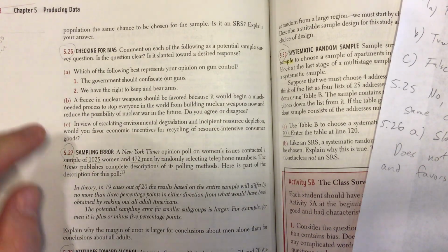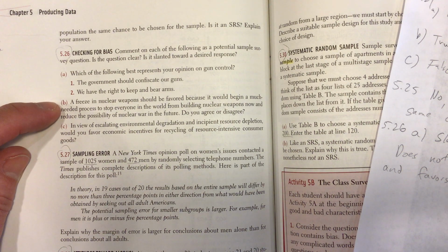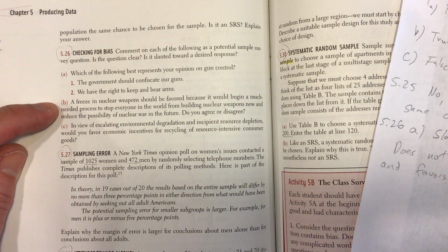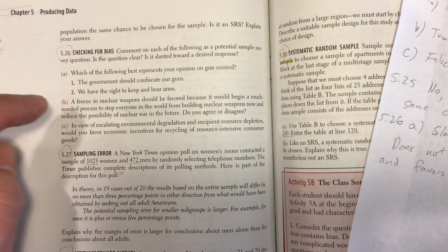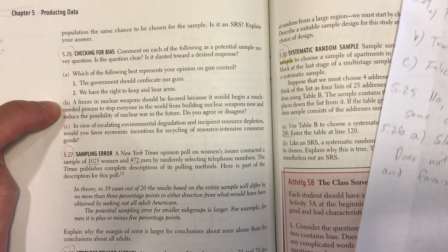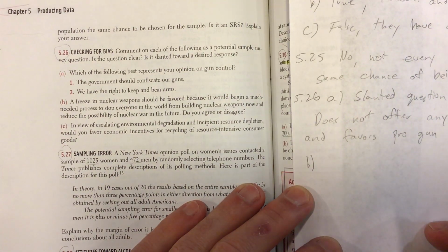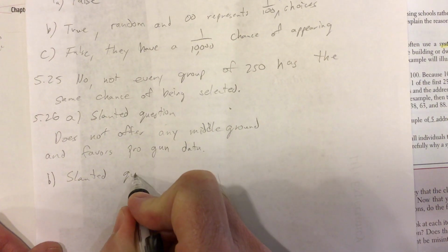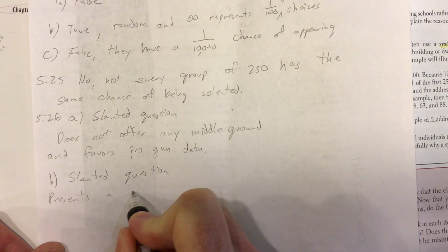All right, let's look at B. A freeze in nuclear weapons should be favored. Okay, right there, I'm already seeing that this is slanted towards that opinion, right? They're stating their opinion right here. And then they're probably going to go on to support their opinion. Because it would begin a much-needed process to stop everyone in the world from building nuclear weapons now and reduce the possibility of nuclear war in the future. Do you agree or disagree? Again, that's very slanted. It's leading the respondent to favor their position, right? So, again, slanted question. It presents a one-sided argument.